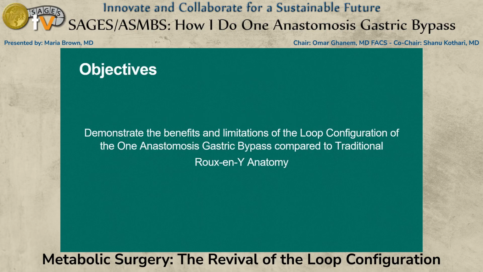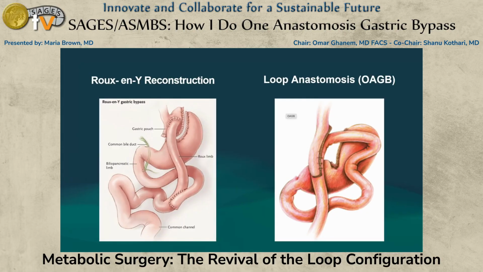So the objective of this talk is to talk specifically about benefits and limitations of a loop configuration versus a Y configuration. We are focusing on OAGB in this particular section, but more in general. So we have on the left-hand side our traditional Roux-en-Y reconstruction. You're looking at a smaller gastric pouch with 2 anastomoses. And then on the right-hand side are loop anastomosis, or the OAGB, with a longer gastric pouch, and pictured here a side-to-side, but also described as an end-to-side anastomosis.